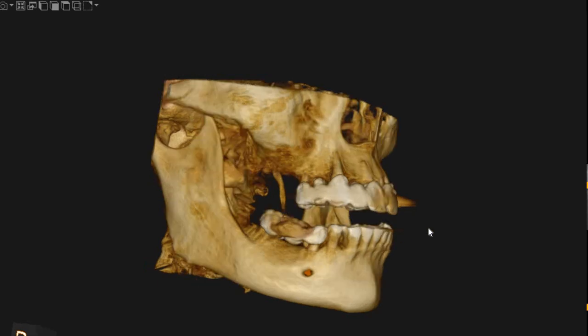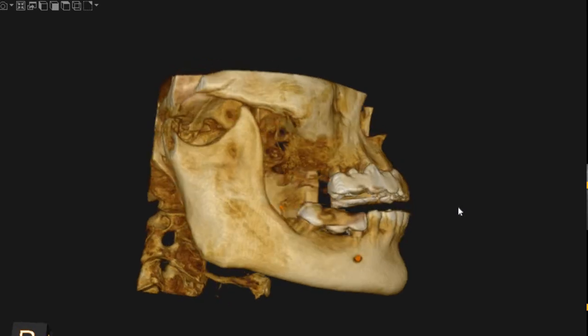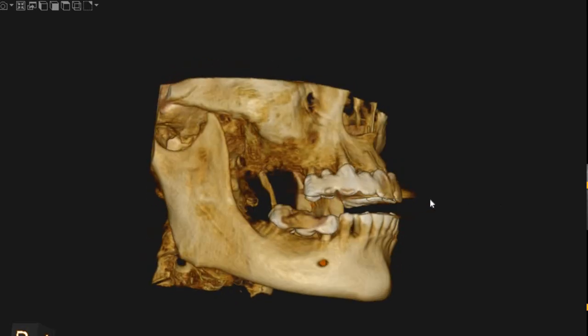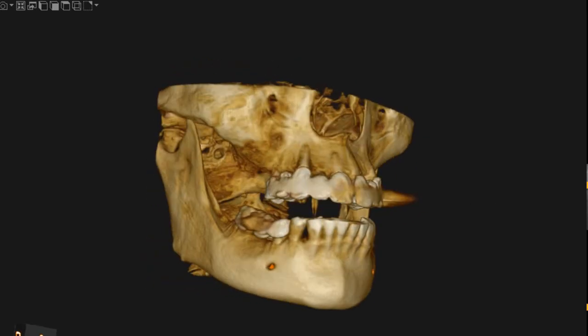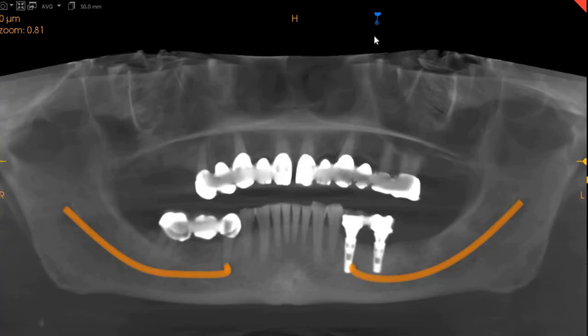This is the CBCT of the patient that you had requested. The area of interest is the upper jaw for implant placement. This is the panoramic view.